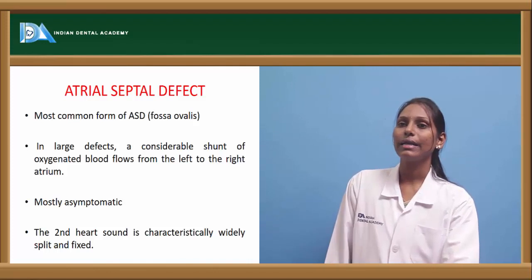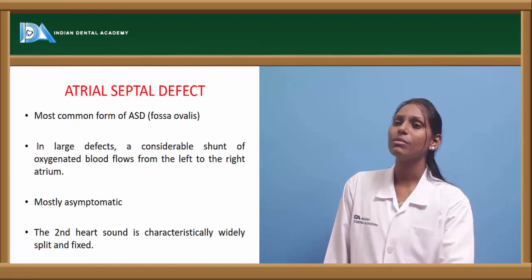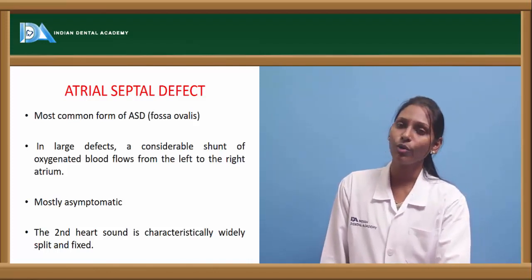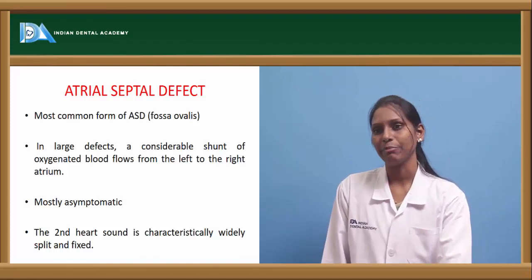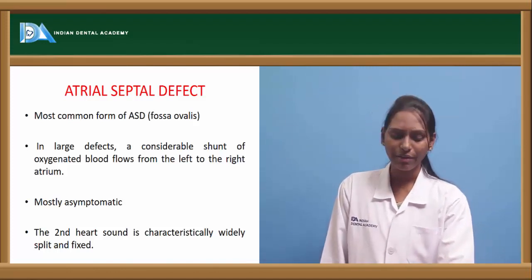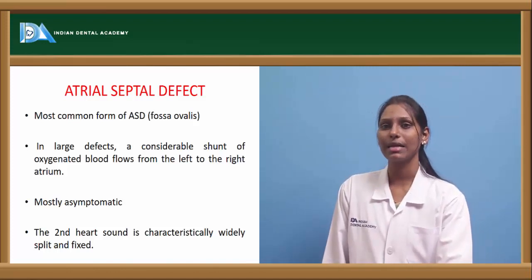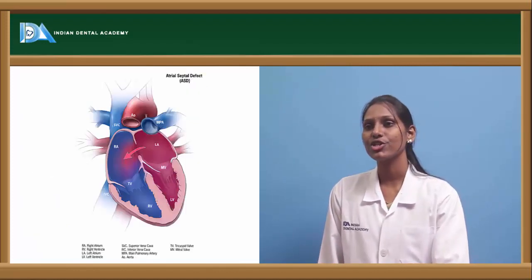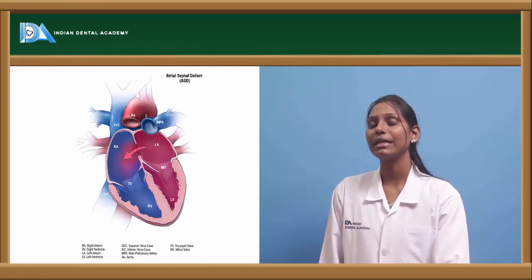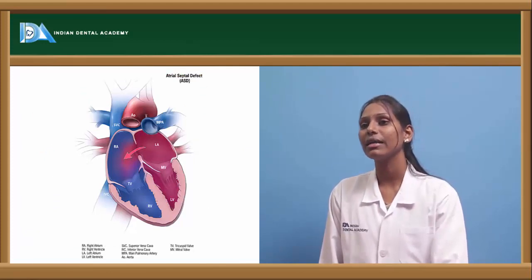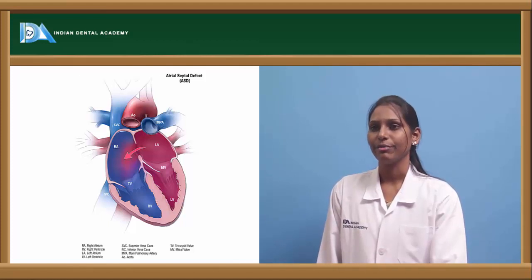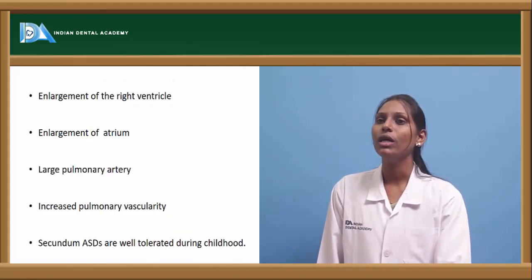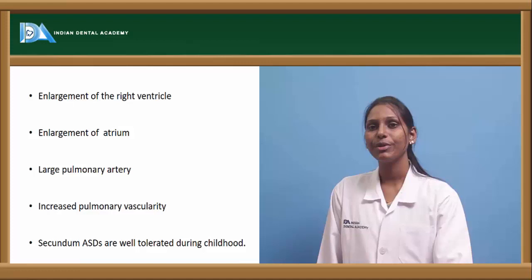And in large defects, what happens? A considerable shunt of oxygenated blood flows from the left to the right atrium. It is mostly asymptomatic. We can even hear a second heart sound, which is characteristically widely split and fixed. So this is a picture showing atrial septal defect, where there is incomplete septation between the left atrium and right atrium. And then we will come to enlargement. It will show enlargement of the right ventricle, and enlargement of the atrium can be seen.